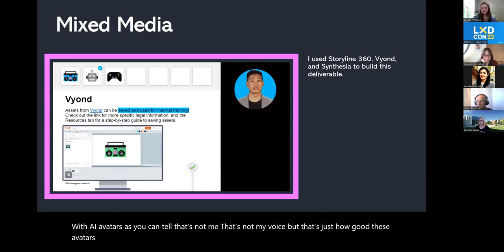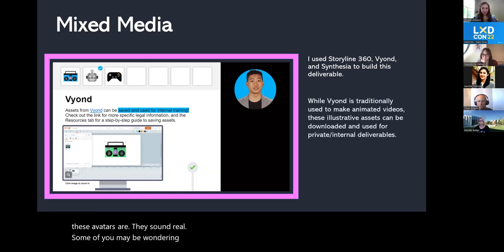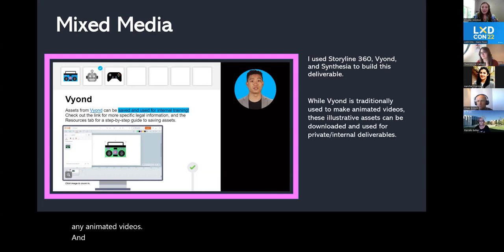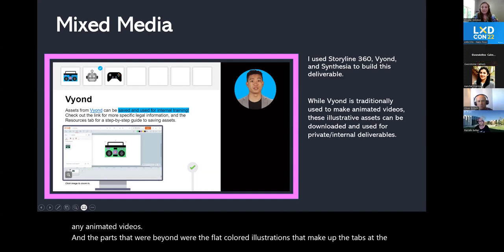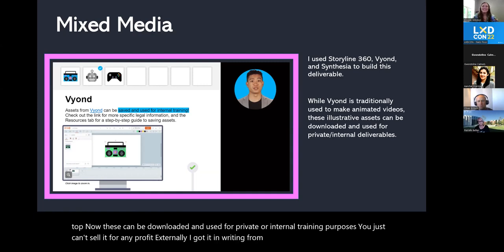They sound real. Now, some of you may be wondering where Vyond came into the picture here because there aren't any animated videos. And actually, the parts that were Vyond were the flat colored illustrations that make up the tabs at the top. Now, these can be downloaded and used for private or internal training purposes. You just can't sell it for any profit externally. I got it in writing from Vyond. I checked. So you can use it for internal training purposes.